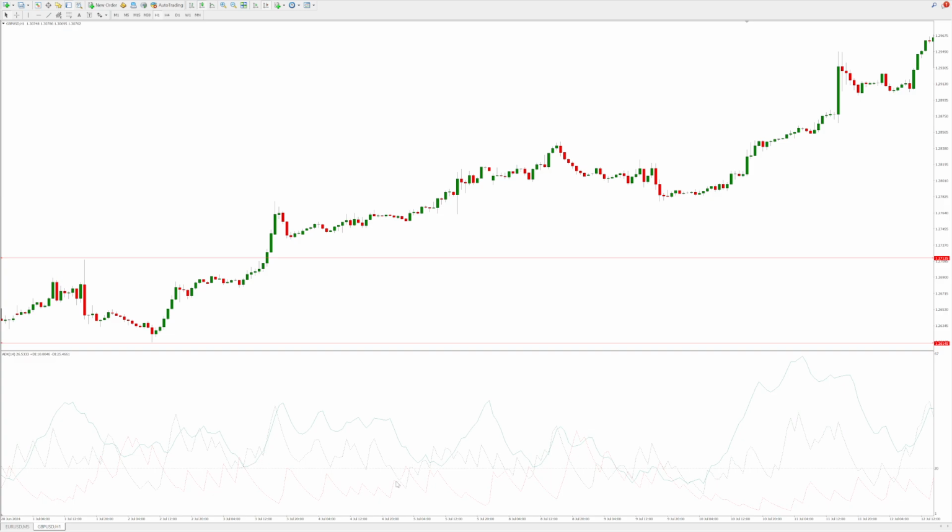I personally just use it to filter the trend direction. Basically, when the green's above the red and this is above 20, I know that, okay, we can look for buy trades. As you can see with the breakout there, the ADX gave us good confirmation. The green is above the red, strong momentum building. And as we saw, it was a good trade to take.